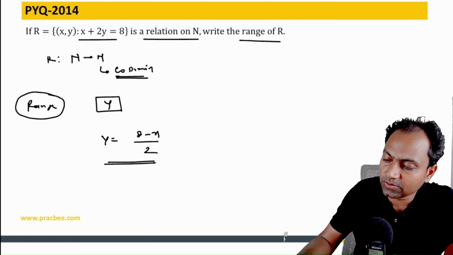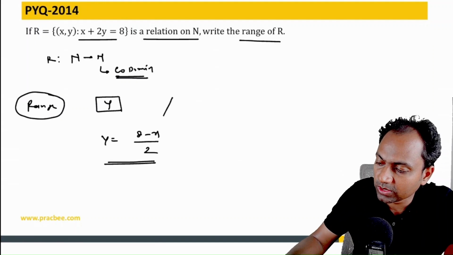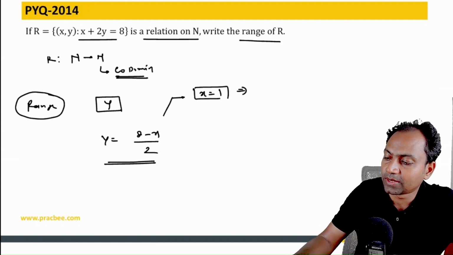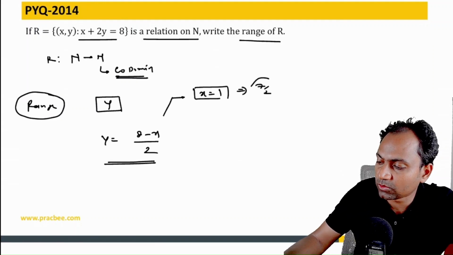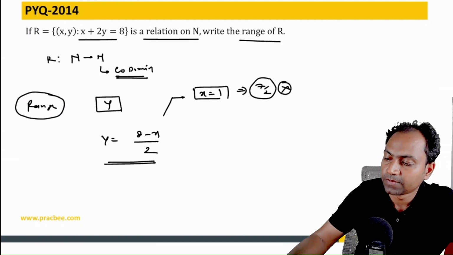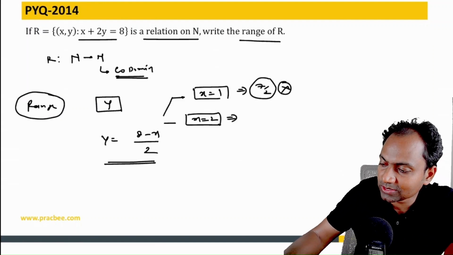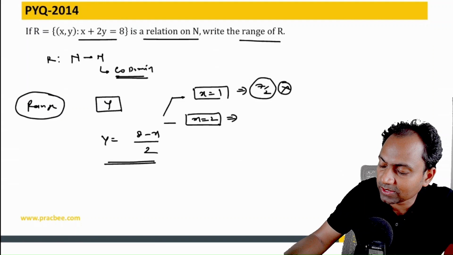If I do this, what are the possible values of x that you can put here? So we can put the value of x as 1. And if I do so, the answer that I'm getting is 7 by 2. And 7 by 2 is not an integer, a natural number, so we cannot accept this. Then what I can put is x equal to 2. If I put x equal to 2, it becomes 6 by 2, that comes out to be 3.